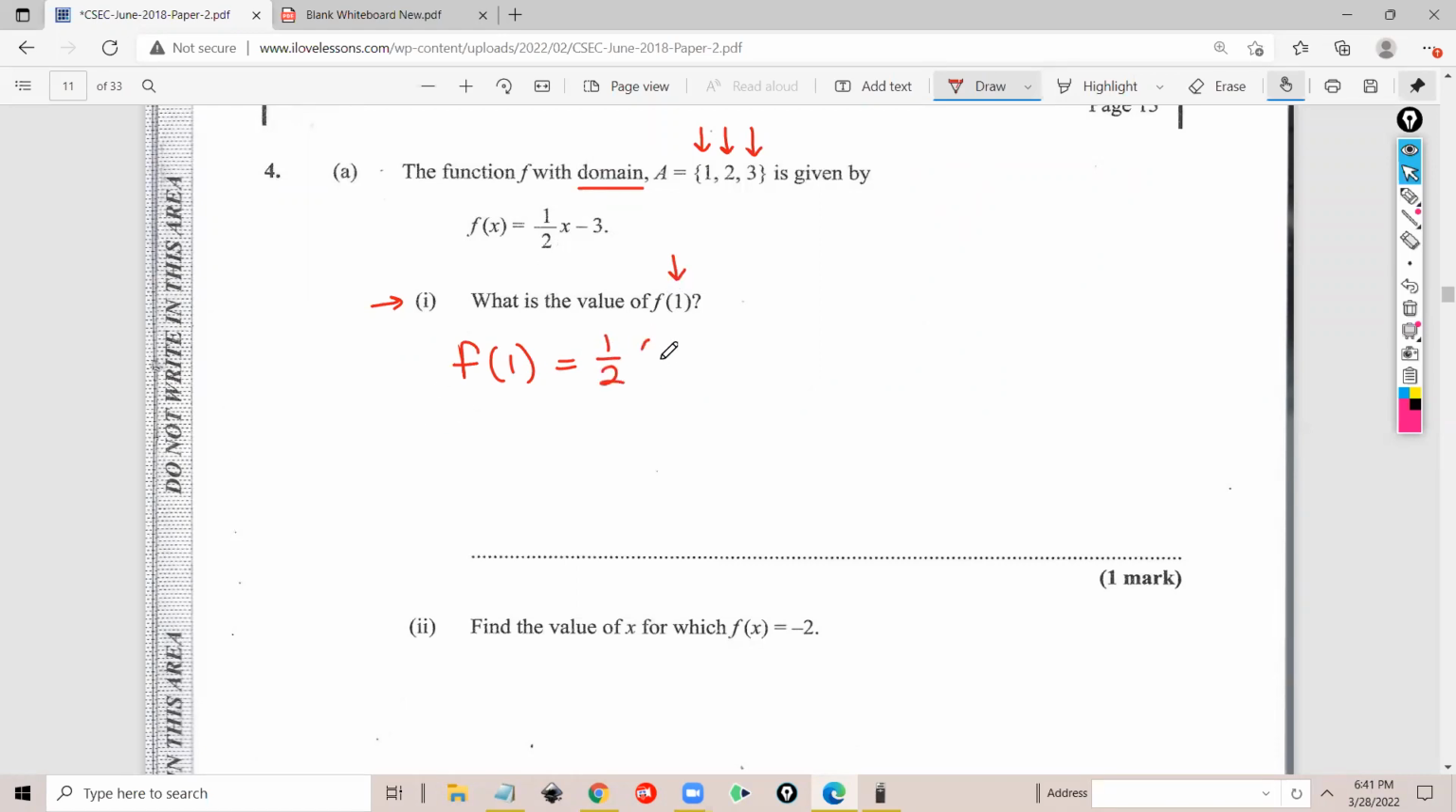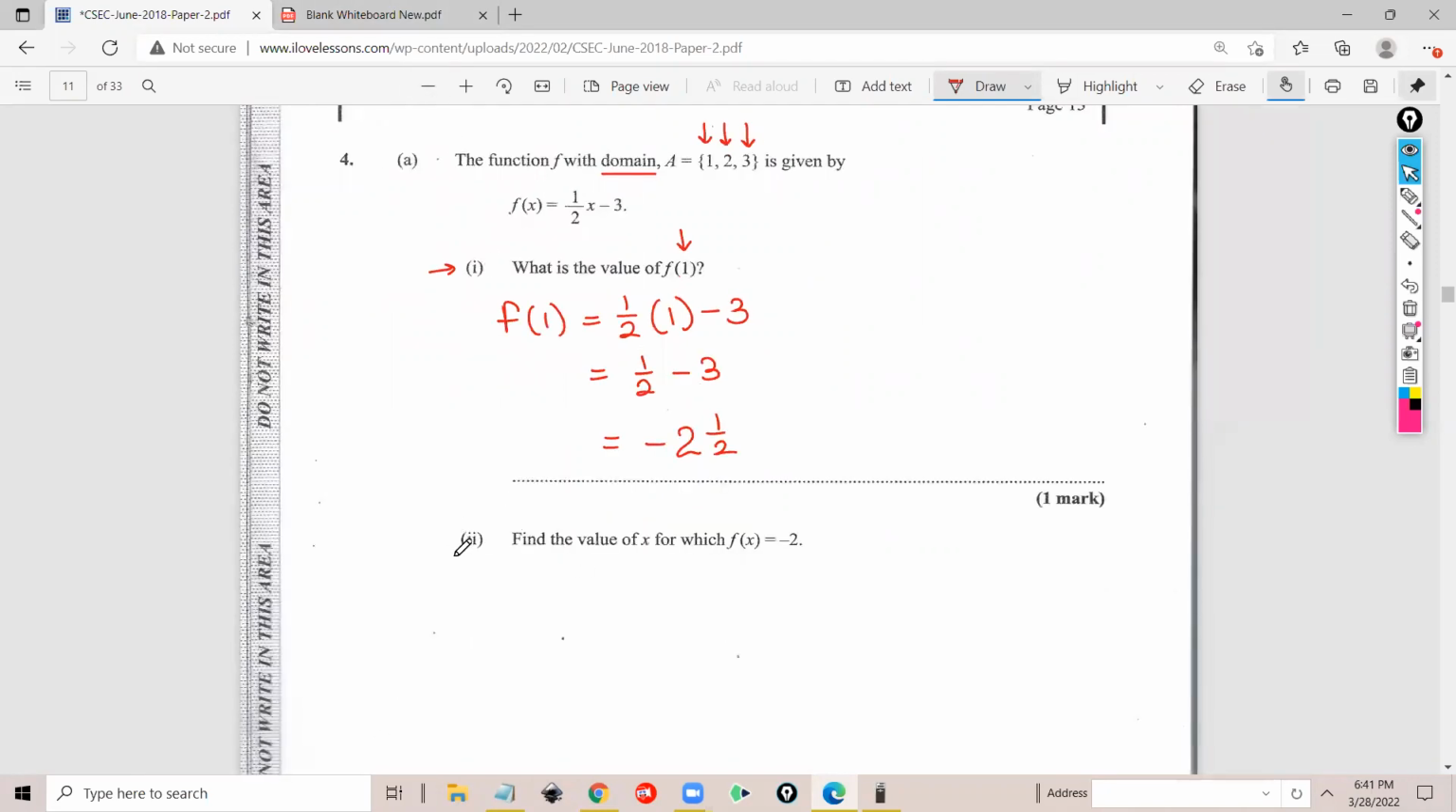So a half open brackets 1 minus 3. And you just need to simplify this. A half by 1 is a half, and then you minus 3, and the final answer will be minus 2 and a half. Some people will have minus 2.5. That is also correct. Okay? Now, moving on, take down the solution for that, and I want you all to take a look at question 2, which you probably did already.